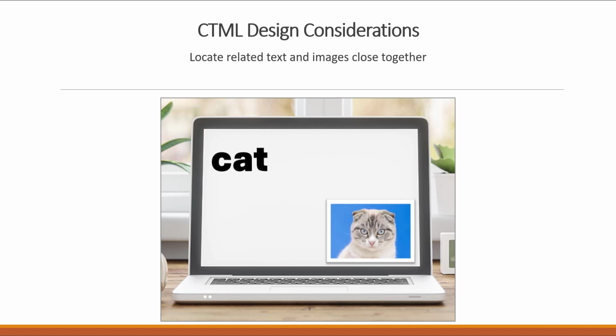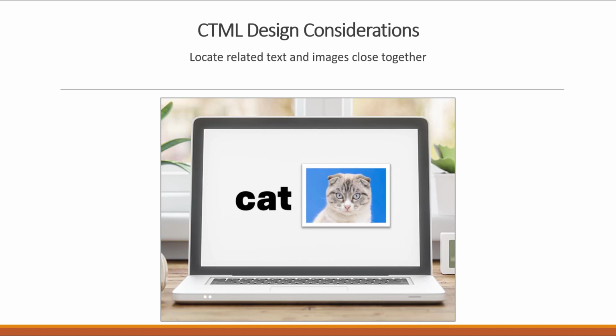Locate related text and images close together. The proximity reduces extraneous load and lets learners use their mental energy to integrate the words and image into a coherent mental schema.